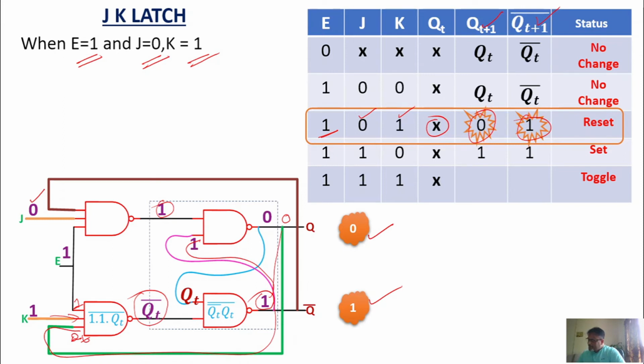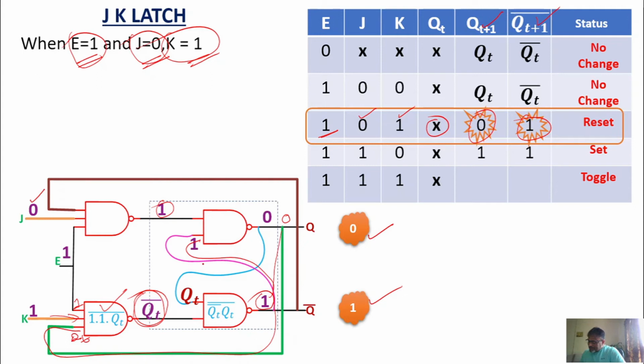Have you understood this? What happens when E is equal to 1, J is equal to 0, K is equal to 1? Since one of the inputs to this NAND gate is 0, output will be 1. Okay. Now see, what is the output of this NAND gate? So this is 1, and what you get here is QT. So now what you get at the output of this NAND gate is QT bar.